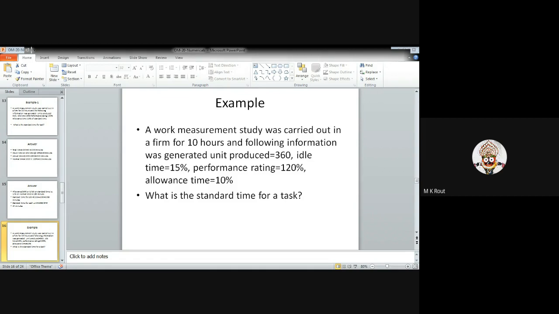Ritika Mahanti, what is the value of your normal time? Sir, around 68 minutes. Okay, fine. Are you solving? No response. Okay, Rabin Kumar, what is the value of normal time?